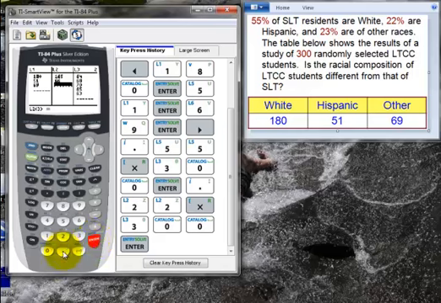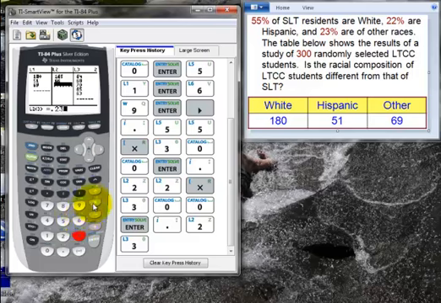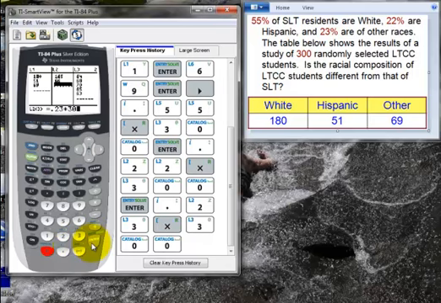So 0.23 times 300. Hit Enter. And notice that for the others, it was right on. 69 was expected, and 69 is what was observed. So notice we're off a little bit for the whites and Hispanics, but we're right on for the other. Again, just by looking at those numbers, it's hard to tell whether that's far away enough from what's expected. And that's what the test statistic is all about.